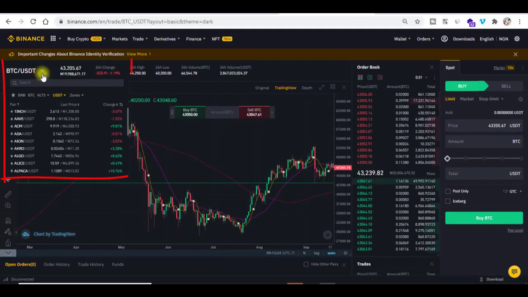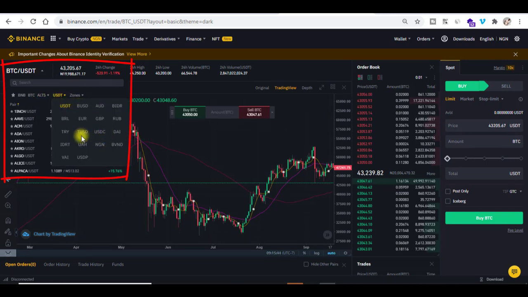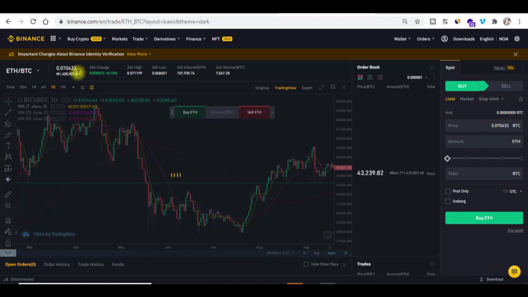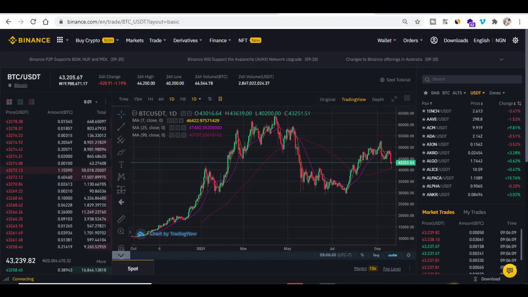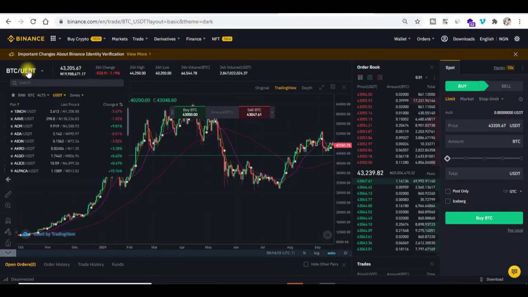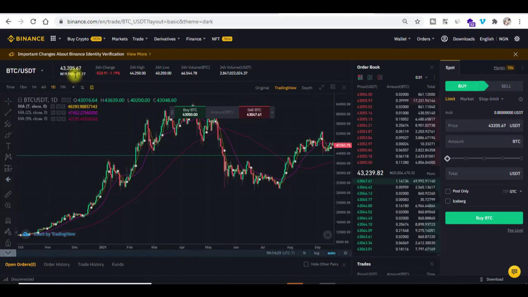Here above the chart you can choose the coin that you want to trade, and they are in the form of pairs. Every asset that you trade here is in a pair. You're going to give something in exchange for receiving something else. For example, here Bitcoin to Tether is selected and this is the price. 1 Bitcoin equals something like 43,000 USDT.